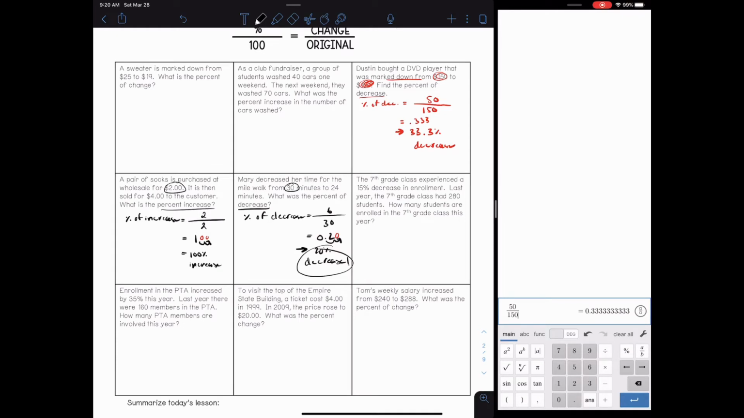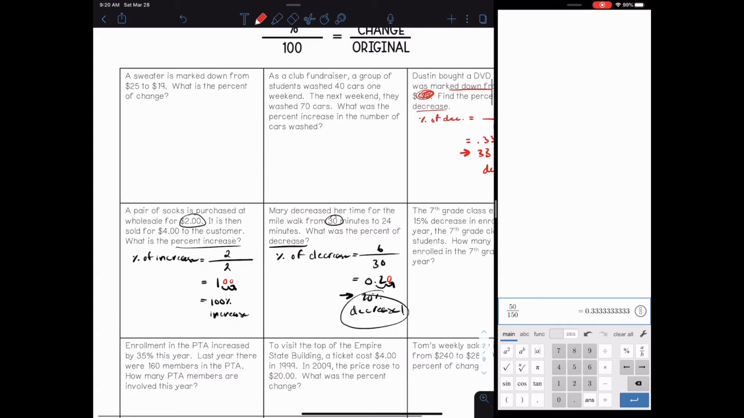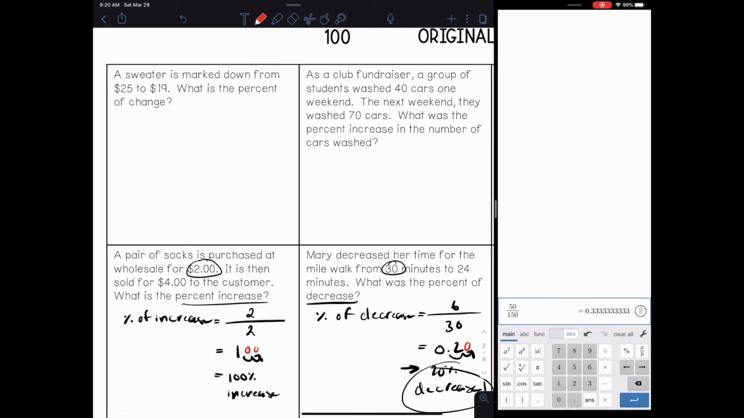And now, Auntie Angel is going to choose this top left one. See what this gets me. It says a sweater is marked down from $25 to $19. What is the percent of change? So it's going to be percent of, well, is it increasing or decreasing? It's marked down, right? So it's going to be decreasing. Equals the change divided by the original.